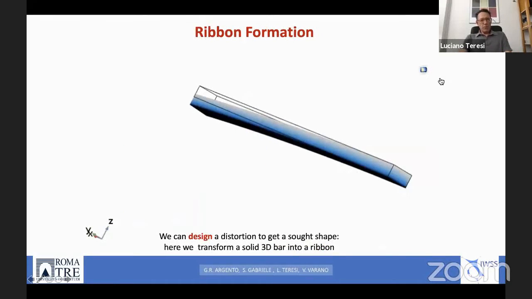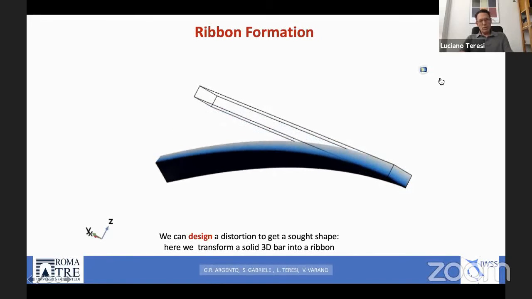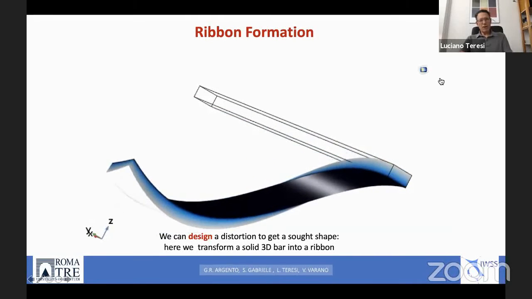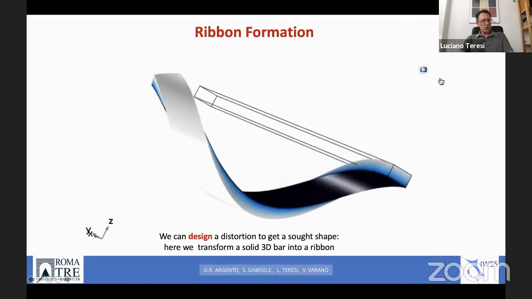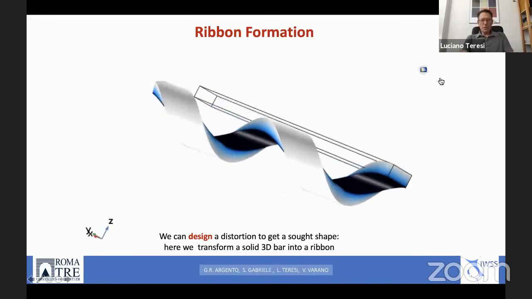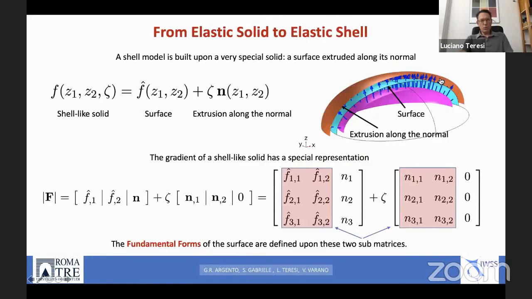Here is another example. You can design a morphing with distortion. Here we design the deformation of a tube, and you will see how this flat bar will round up into a cylinder, and eventually you get something very similar to a tube. Again, it's very easy to get this change of shape. Now you can use this technique also for shells, and here is our contribution.